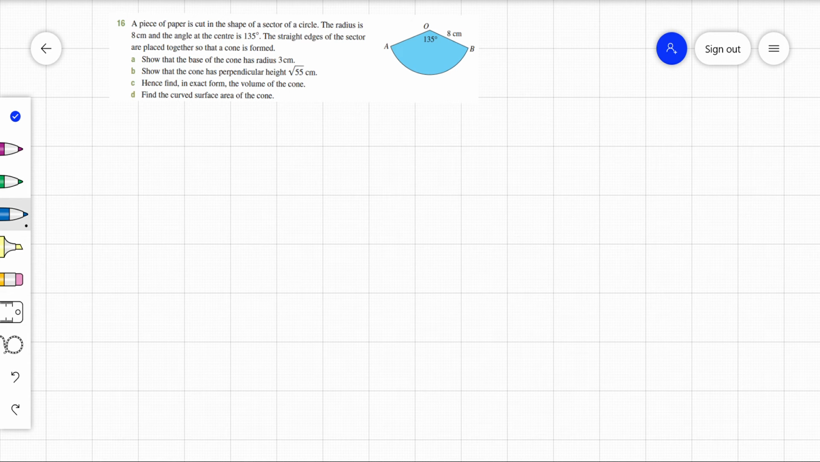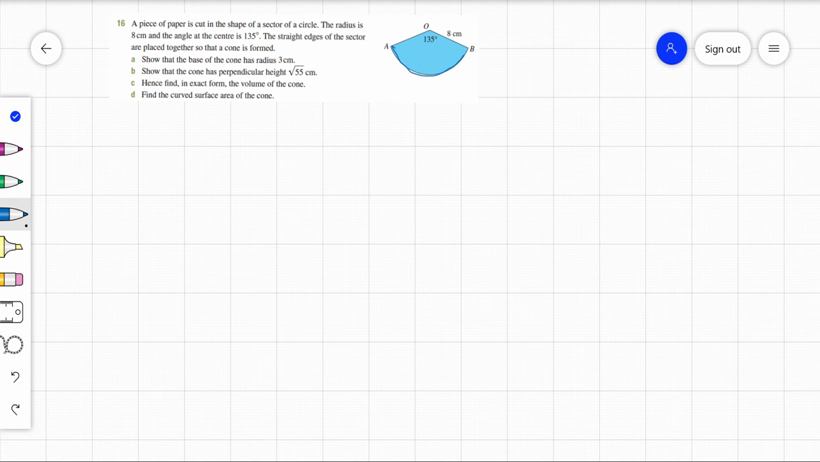Alright, so here's a piece of paper. It's a sector. We've got the angle in degrees and we've got the radius. What we're going to do basically is the straight edges we're going to stick together and that will form a cone. So you have to use your imagination.